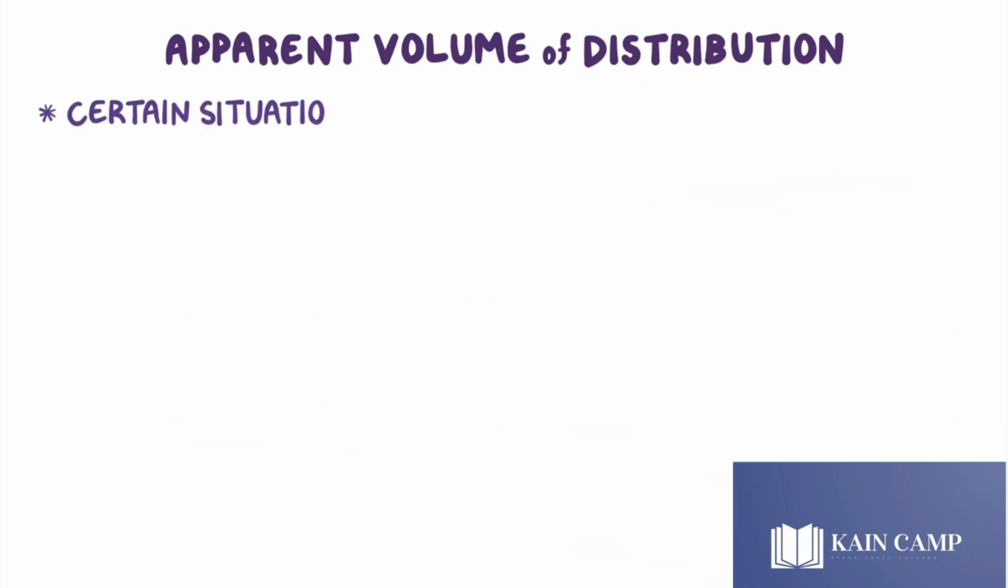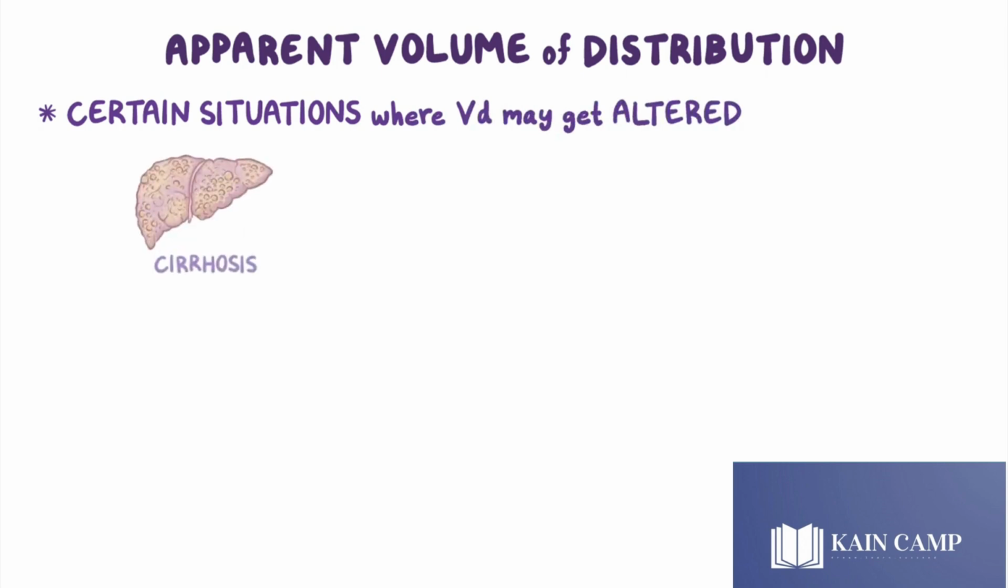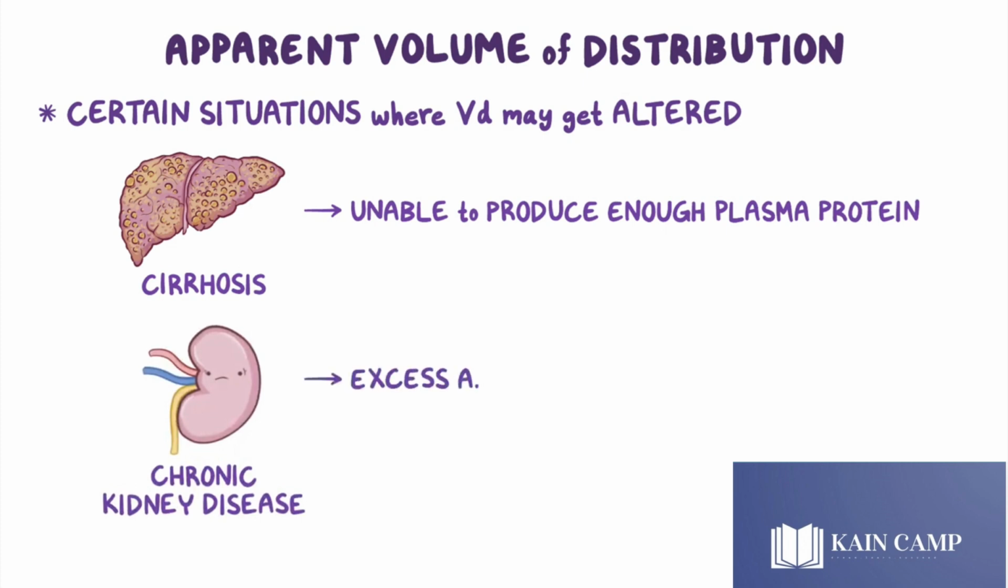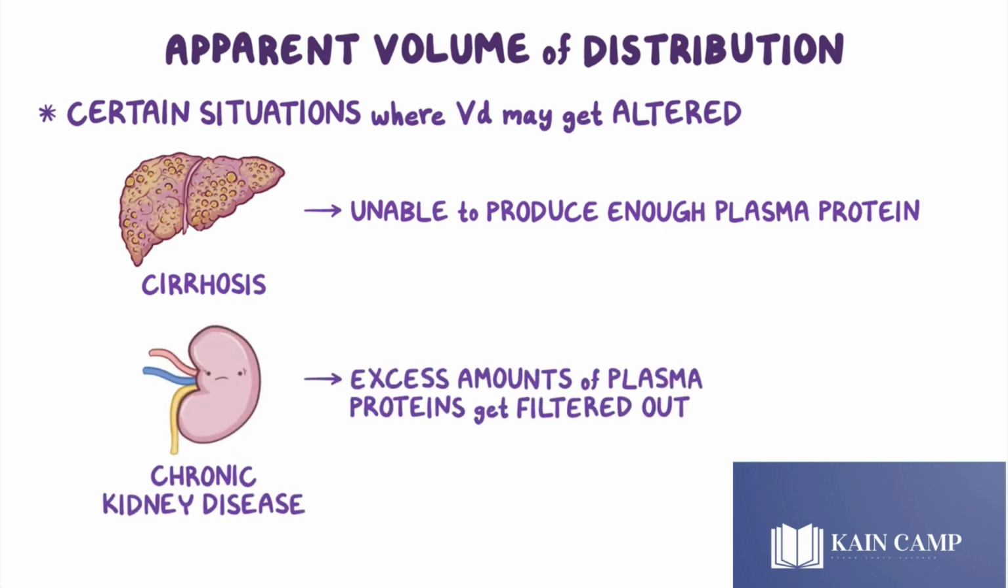There are certain situations where VD gets altered. For example, in the case of cirrhosis, the liver is unable to produce enough plasma protein, and in the case of CKD, meaning chronic kidney disease, excess amounts of plasma protein get filtered out, due to which the plasma protein bound medication is going to reduce and the volume of distribution is going to increase.